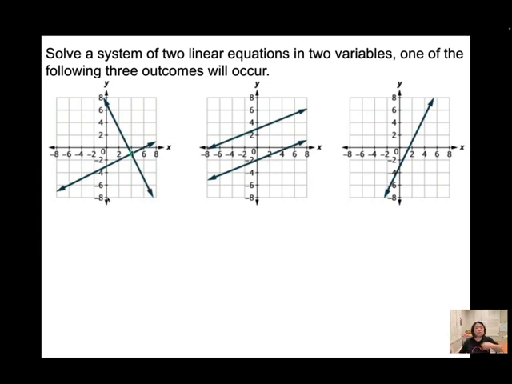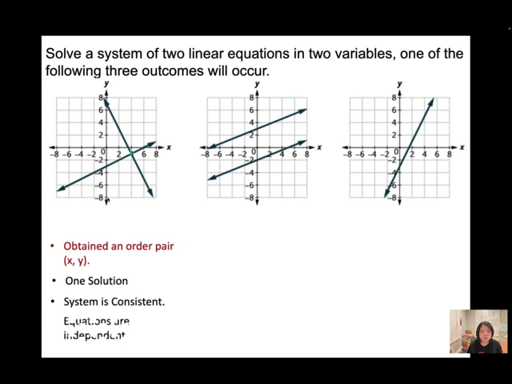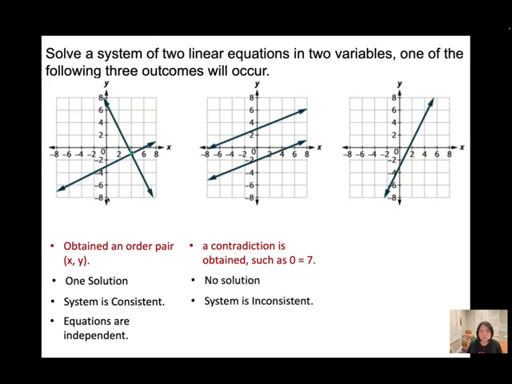Okay, after the substitution and elimination method, we summarize it again. When you get the ordered pair, the x, y, we have one solution, the system is consistent, and the equations are independent. But when you get a contradiction, like a false statement such as 0 equal to 7, then there is no solution, the system is inconsistent, and the equations are independent.